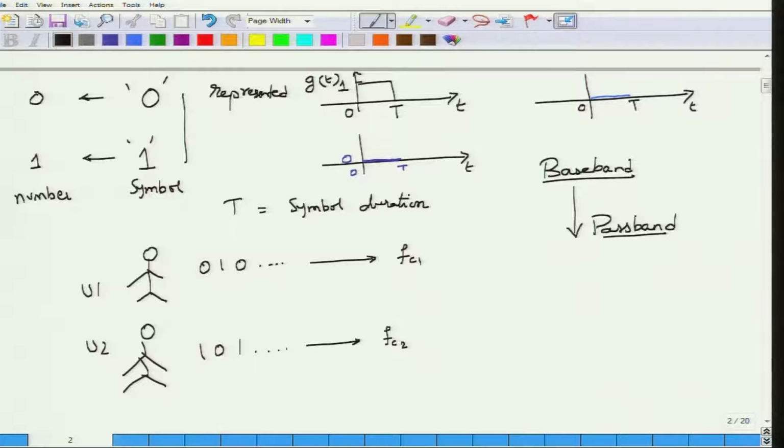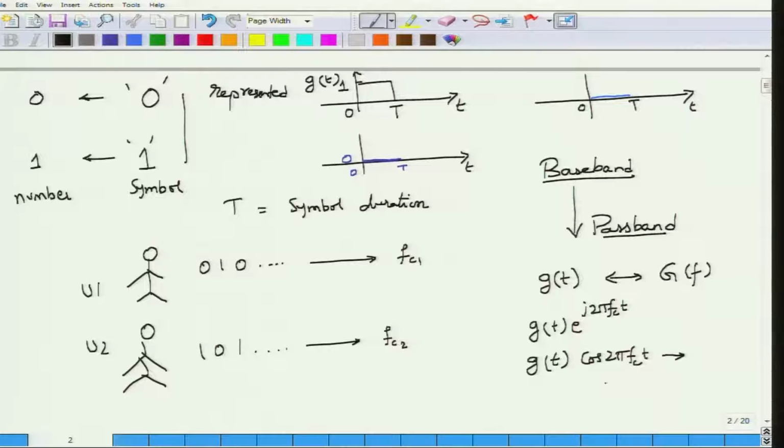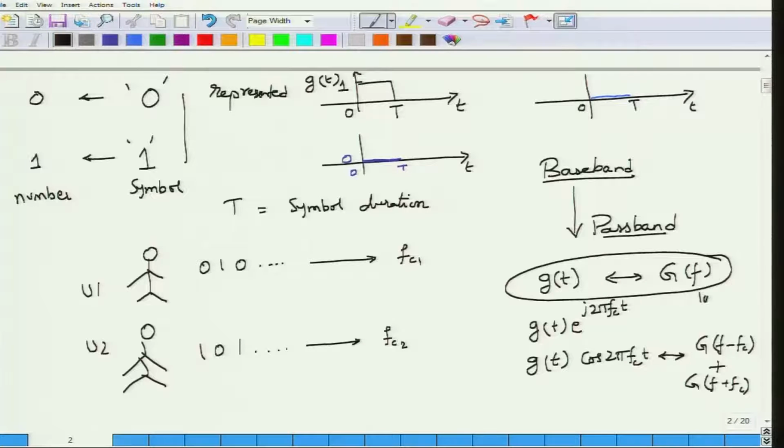Now the simplest way of transforming this baseband into passband is to recall a theorem in Fourier transforms. If g of t is a signal which has a Fourier transform of g of f, then if I multiply this g of t by e to the power j2 pi fct, or equivalently by cos 2 pi fct, (this is the real way, this is the complex way), you know that this has Fourier transform components centered at fc and minus fc. So clearly what you have done is to take this low pass signal, or the baseband signal, and convert it into a passband signal whose frequencies are now centered at plus fc and minus fc.